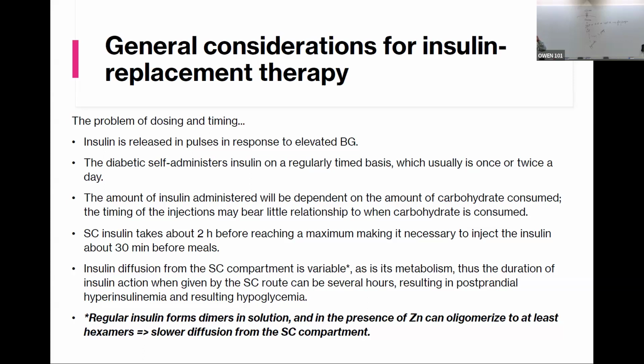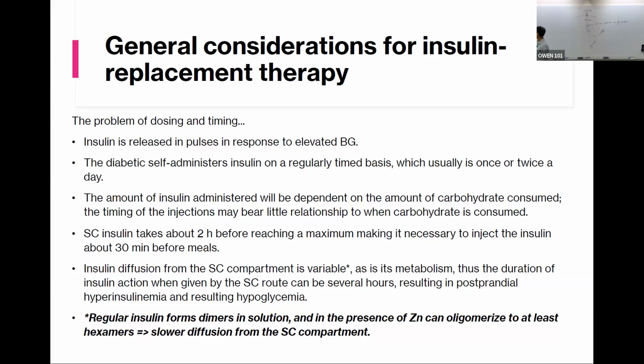hypoglycemia, right? If you take insulin, but then you don't eat, then you get hypoglycemia, right? Which is very, very dangerous. Suddenly your blood sugar concentration is like below 50, that's crazy. And below 50, usually you are not conscious anymore. So, all right, self-administered insulin on a regularly timed basis, that's perhaps a problem, but well, that's all we can do.